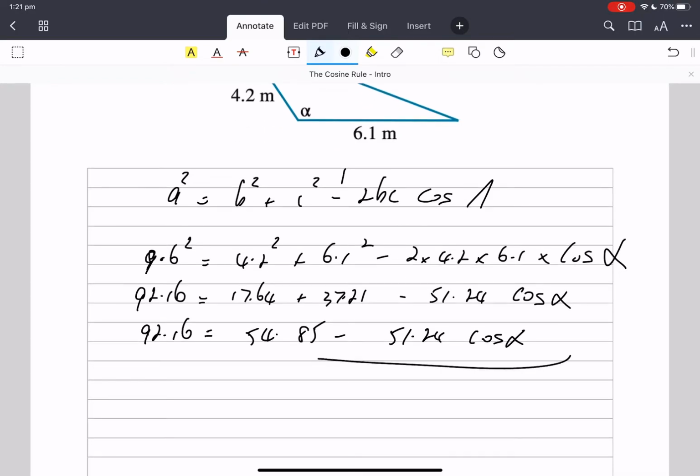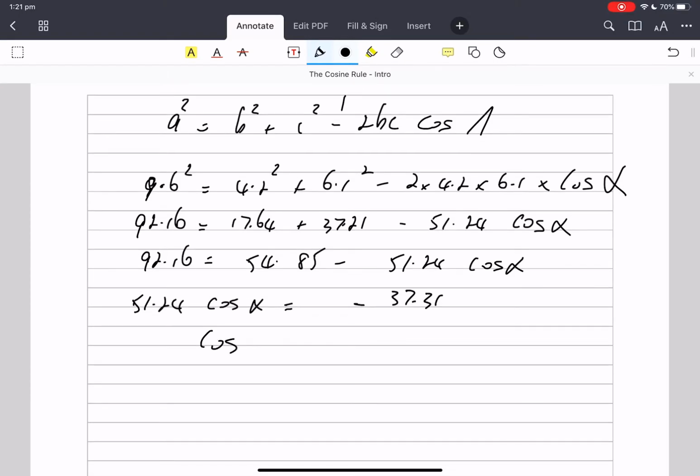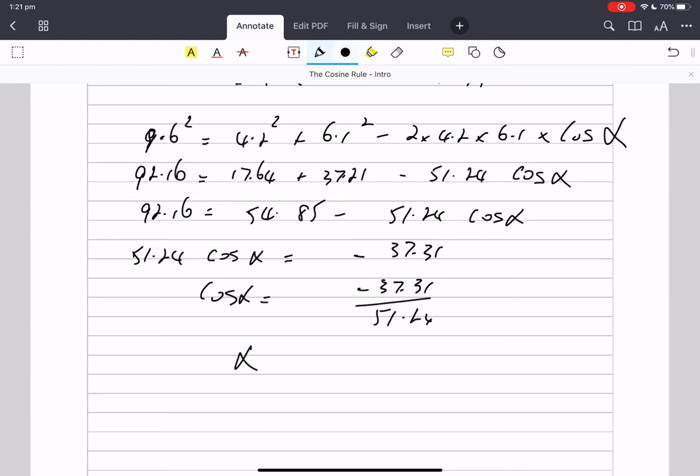I'm going to get that to the other side because that's minus. I'm going to get that to the other side. Arc cos. So probably 137 degrees.